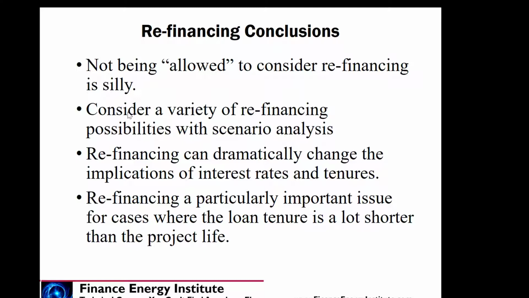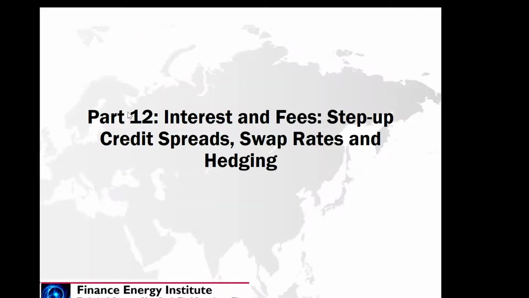Okay, and if you got a short tenor, do not assume that the remainder of that, you've got a 10-year loan against a 50-year hydro plant. What a ridiculous kind of assumption is that?